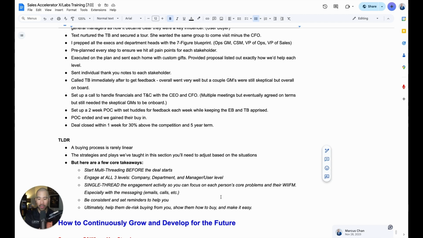And ultimately, you just want to help them de-risk, okay, buying from you. You want to show them how to buy, and you want to make it really, really easy. And if you do this consistently, you'll be able to multiply more deals, which will actually increase your overall win rate. But on top of that, you'll see your deal size get bigger as well, because you're going to be able to sell more comprehensive packages for the opportunity. And if you don't get necessarily everything you're trying to sell them, it sets you up for better land and expand opportunities down the road as well.